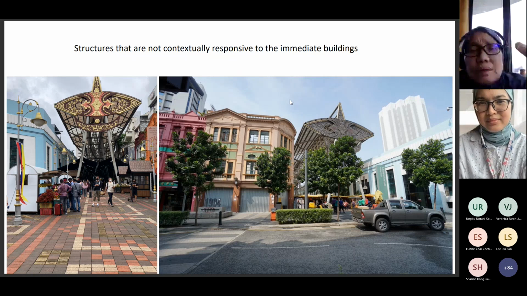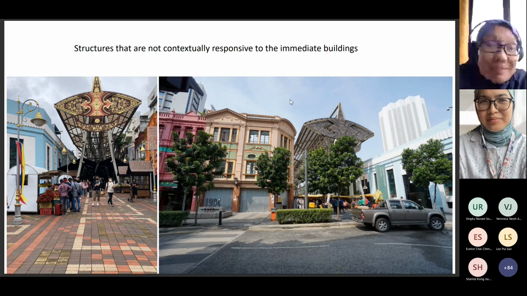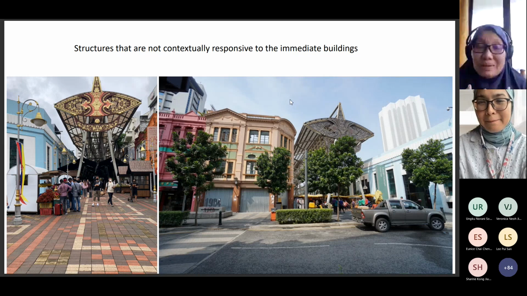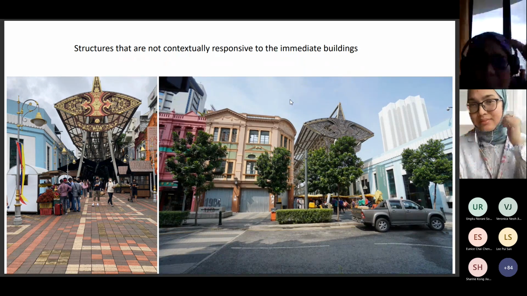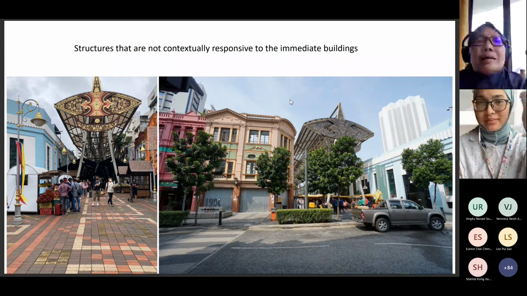For example, here in Central Market, what has the wau got to do with the Central Market in KL? Because we know that this wau bulan is actually part of the arts and crafts in Kelantan. If this were done in Kota Baru, Kelantan, then there's a meaning associated to it. But when you put it here in Central Market, people will struggle to read it and try to understand its relationship to the context.